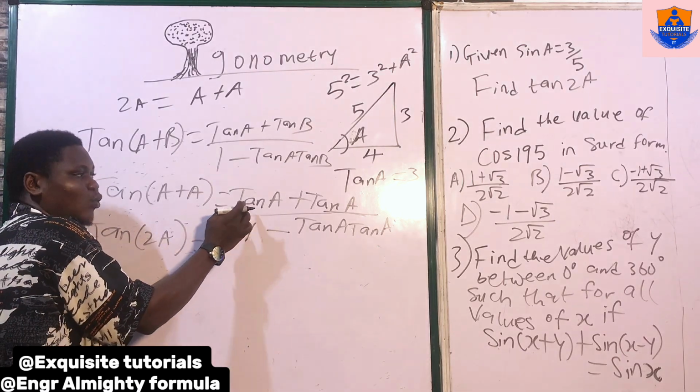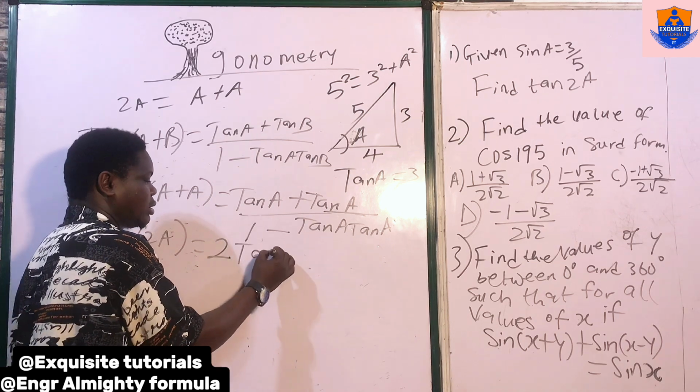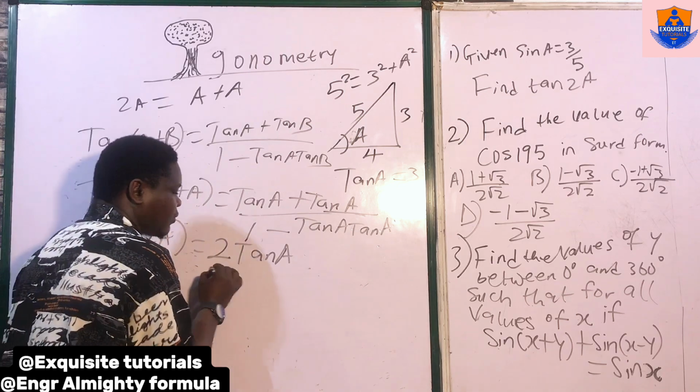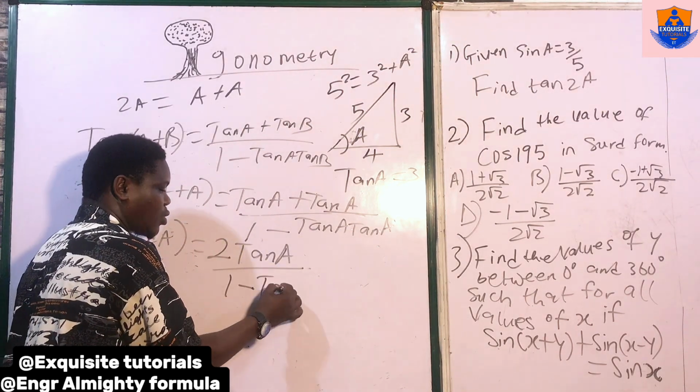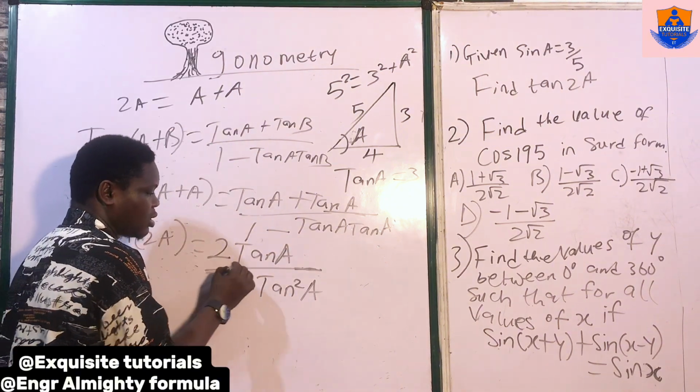So tan A, you have one tan A plus another tan A. Altogether, you have 2 tan A. Then you have tan A times tan A, so you have 1 minus tan square A.